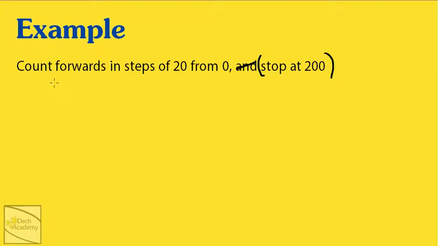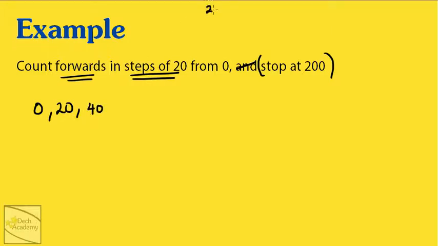Counting forwards simply means that you are counting from small numbers to larger numbers, so the numbers are going to be increasing. So if you're counting in steps of 20 and you're counting forward, you're going towards larger numbers, but in steps of 20, so you're going to keep adding 20. So we're starting from 0. The next number is obtained by adding 20 to the previous number, so 0 plus 20 is 20. The next number is obtained by adding 20 to 20. 20 plus 20 is 40.